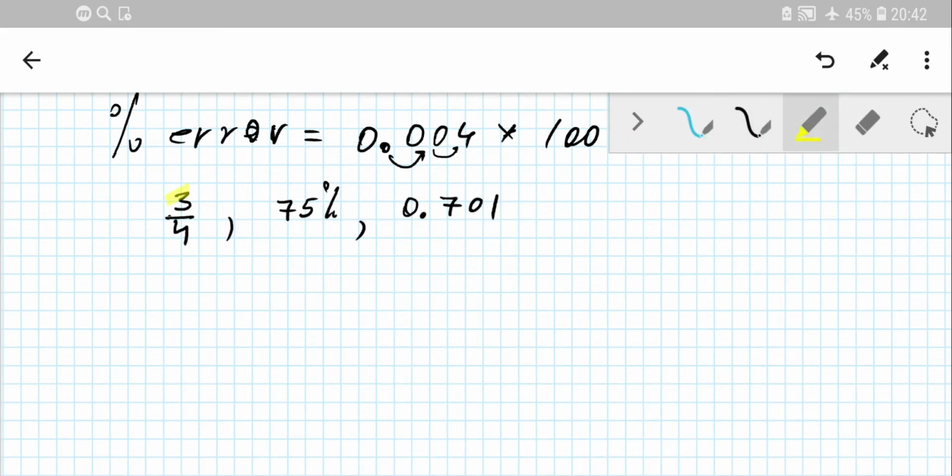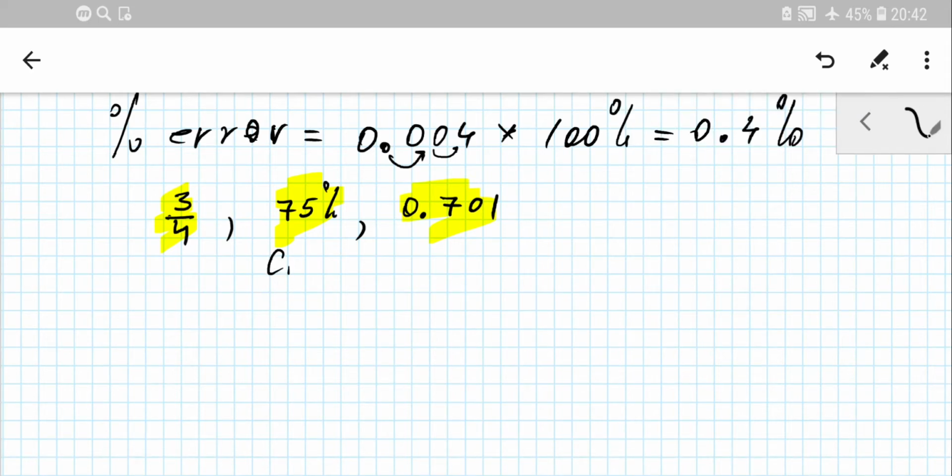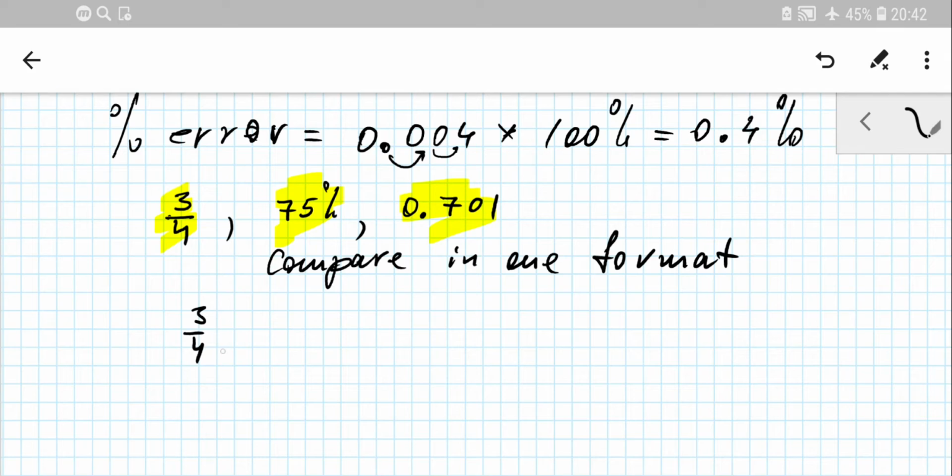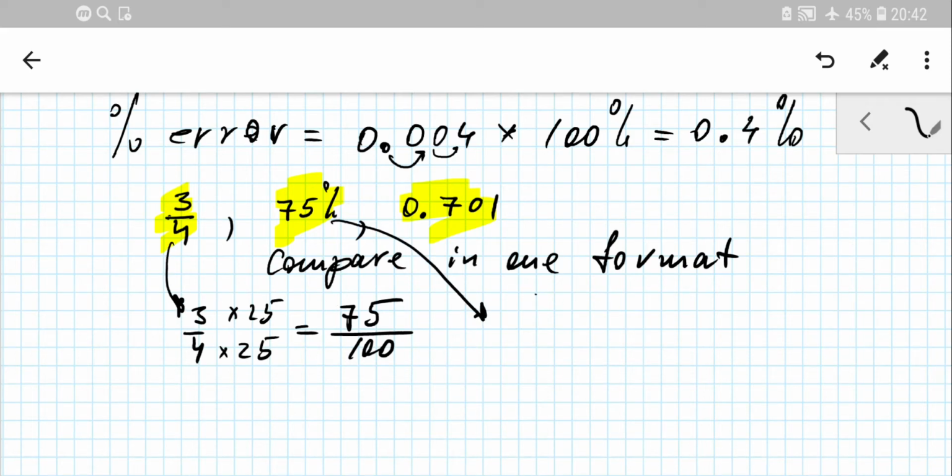Okay, so that's the game based on converting into one format and then comparing. So just compare in one format. Let's go to decimal. So 3/4, in order to get a decimal, is simply multiplying by 25, and that's why your result will be 75/100. Okay, so that's 3/4. We've got that. So 75% is simply 75/100, so that's the same.